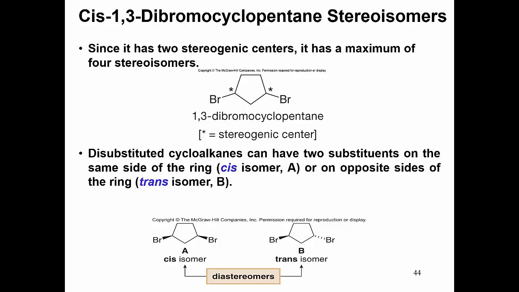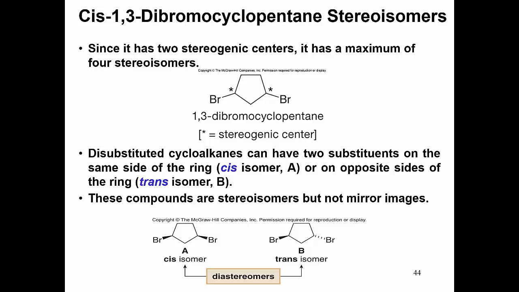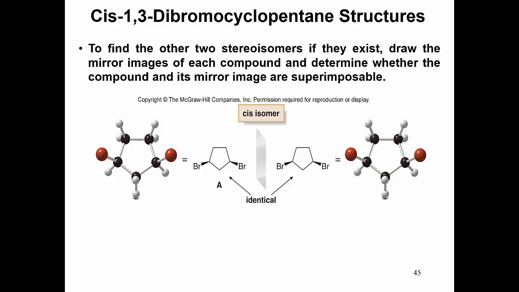Why? Because they're not going to be mirror images. Because you have the two substituents that is cis or trans, they're not going to be able to reflect each other. Okay, well, one pair is on the same side, the other pair is on opposite sides, so they'll never really be able to reflect each other. So those kinds of stereoisomers are going to be diastereomers. Okay.